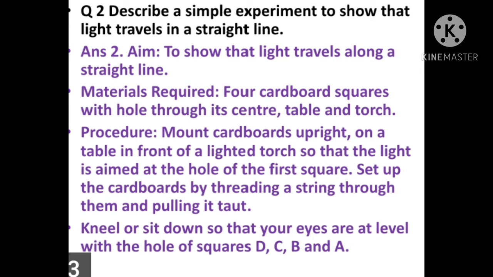Now table and torch. The procedure: mount cardboard upright on a table in front of a lighted torch so that the light is aimed at the hole of the first square. Set up the cardboard by threading a string through them and then pulling it taut. Now kneel or sit down so that your eyes are at level with the holes of the squares D, C, B, A.